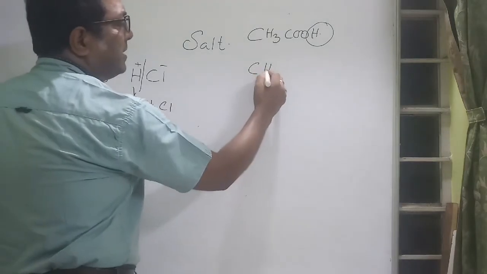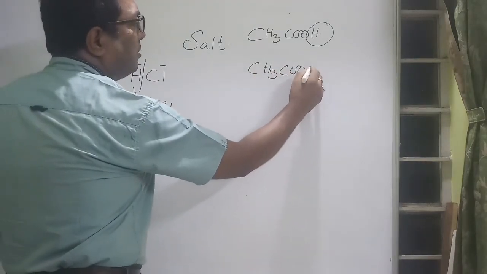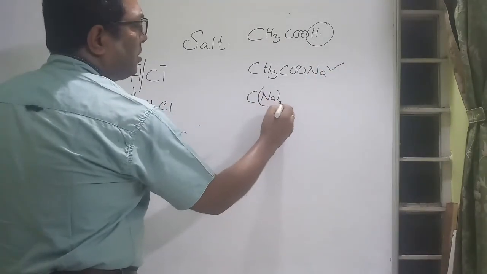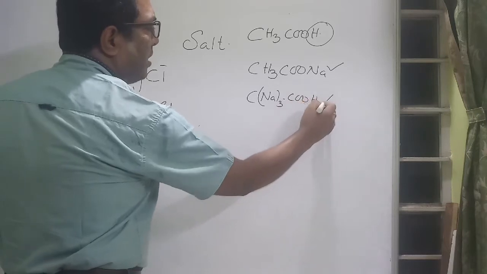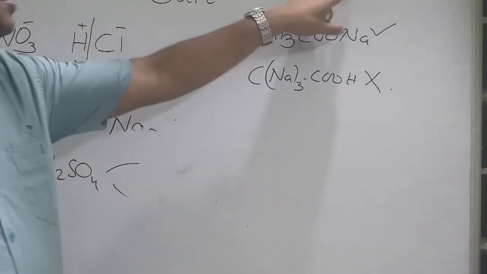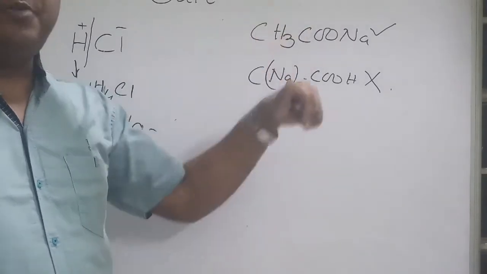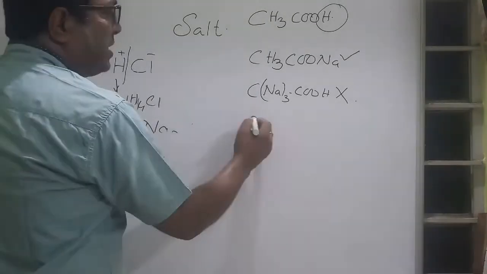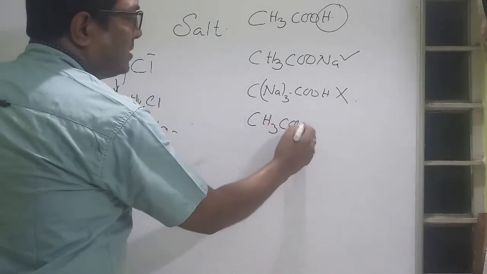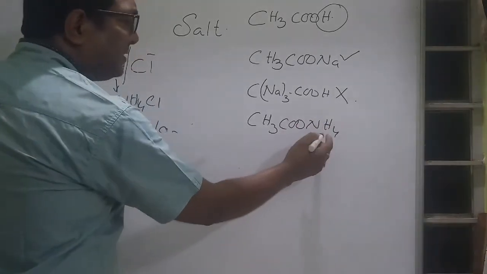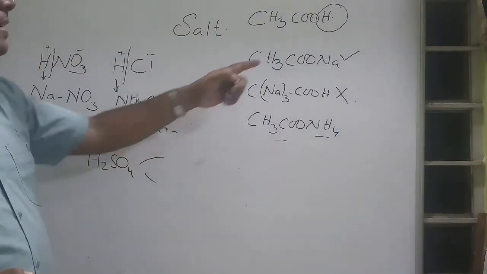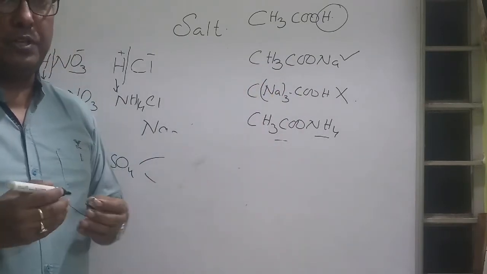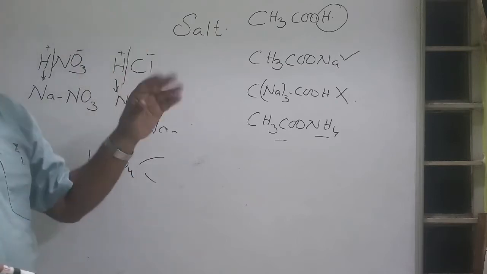So here it will be CH3COONa, and it cannot be CNa3COOH. It is not the way. Only the hydrogen which is ionizable would be replaced by a metal or ammonium ion. If I take the ammonium ion, it would be CH3COONH4. This is what we call ammonium acetate. This is sodium acetate, and the other way it is not possible. So students, here we have defined the salt.